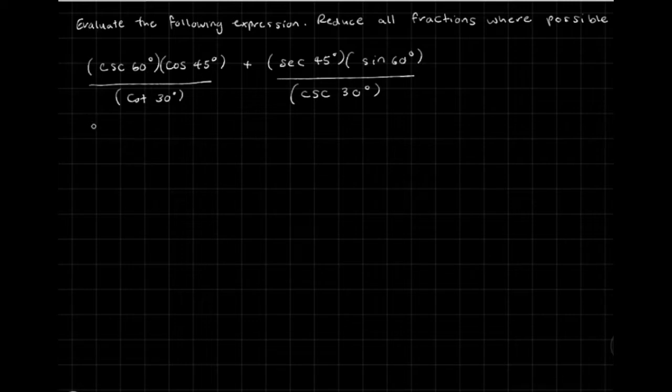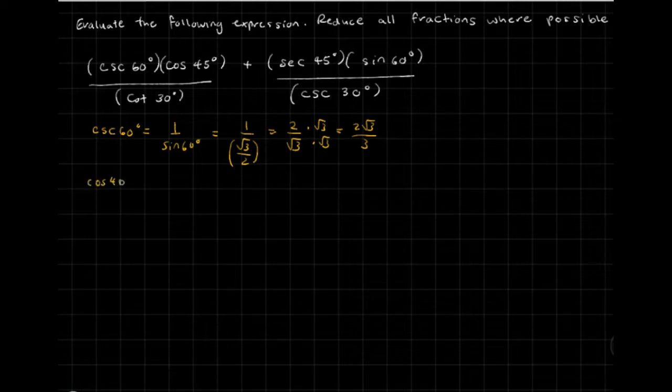Now we need to note here that cosecant 60 degrees is basically 1 over sine 60, and sine 60 is basically square root 3 over 2, so 1 over this is basically 2 over square root 3. Now I'll simplify the radical afterwards. But if you did want to simplify the radical, you can multiply by square root 3, so you get 2 square root 3 over 3. Okay, so that's the cosecant 60. Cosine 45 degrees, we know the value is square root 2 over 2.